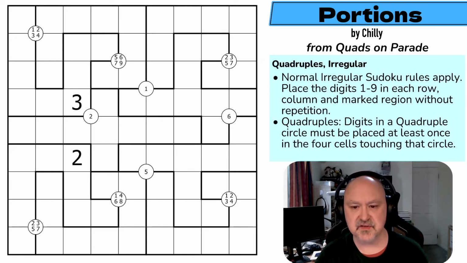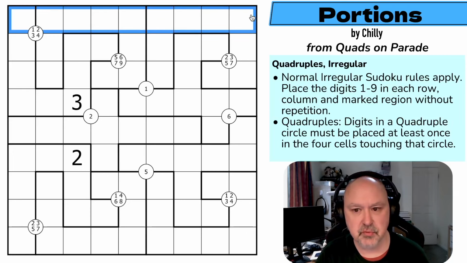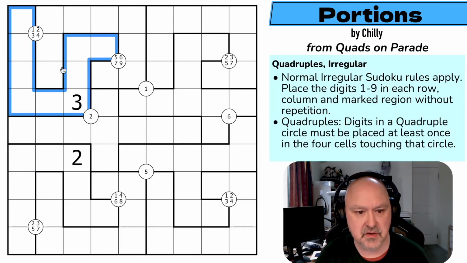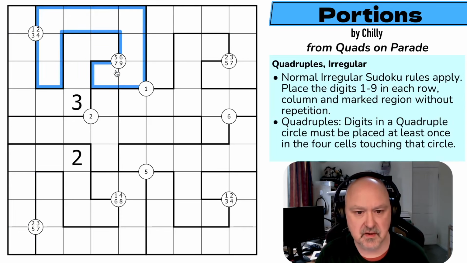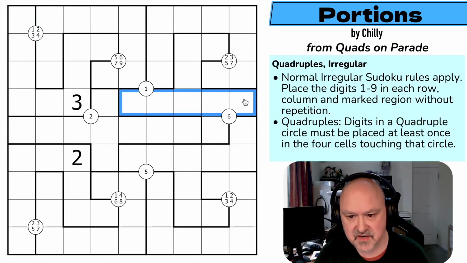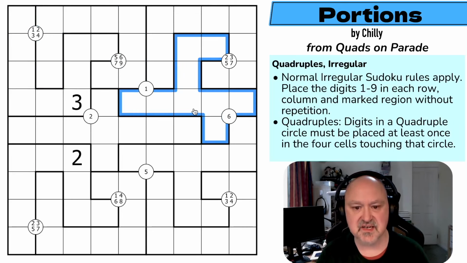So, how does this puzzle work? Normal irregular Sudoku rules apply. So we have to place the digits 1 to 9 into each row, into each column, and into each marked region without repetition. So this is a region, this is a region, this is a region. This is a region. Each of these marked regions must contain the digits 1 through 9 without repeats.